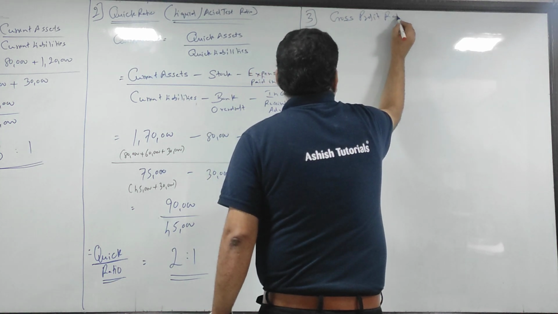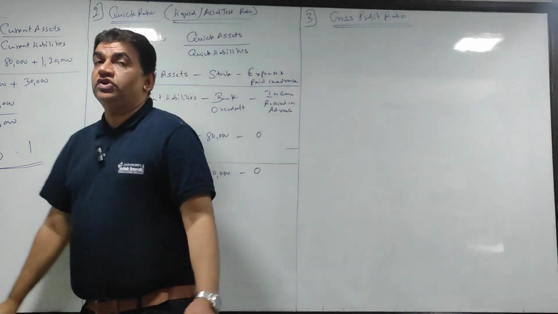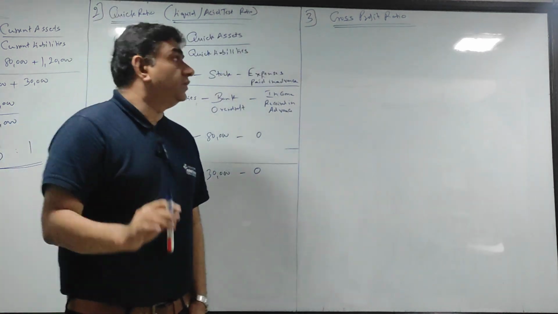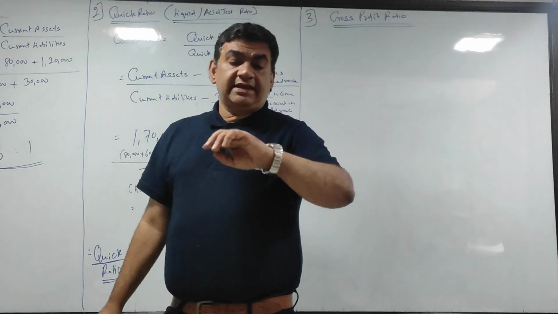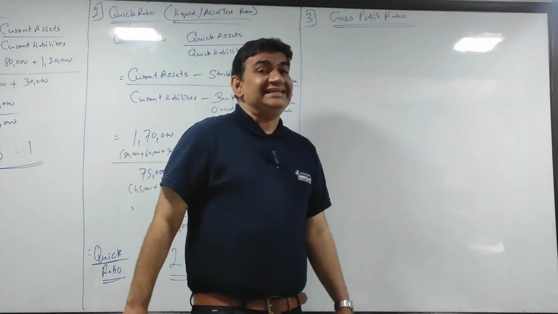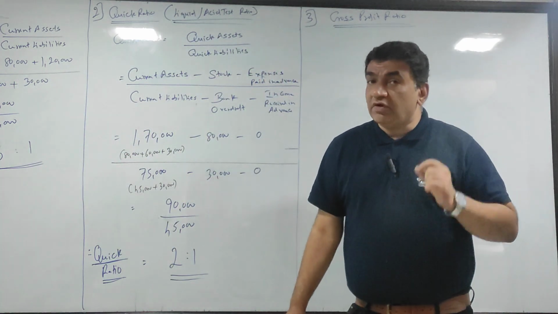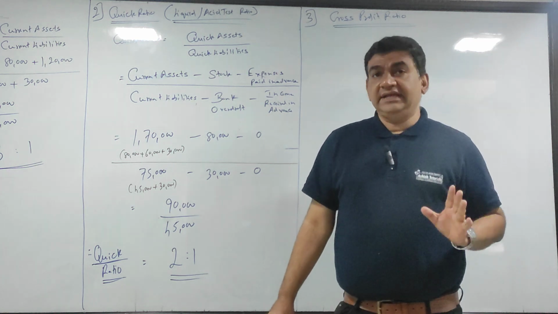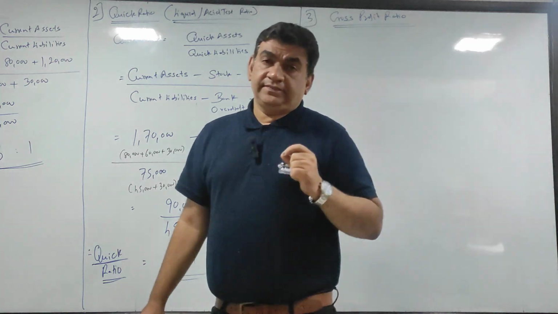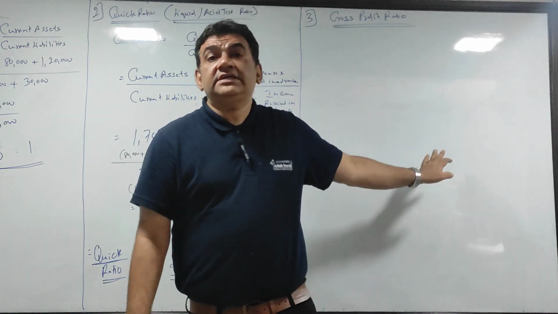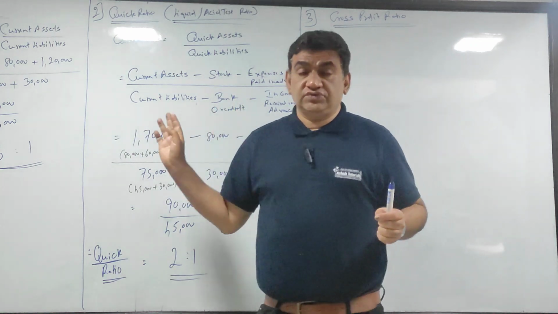gross profit ratio. Third ratio is gross profit ratio. Now, you all know what is gross profit. It is a direct profit. Gross profit is direct profit, and gross profit you get from trading account. So now the question is, what is the ratio? Again I'll repeat, this is income statement ratios. ये दोनों balance sheet ratios थे.